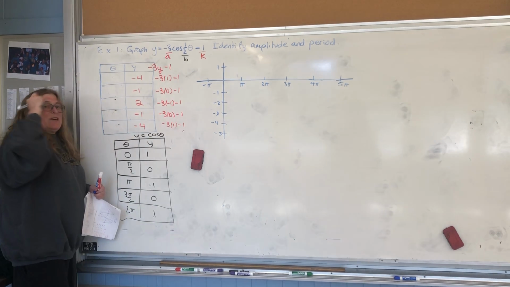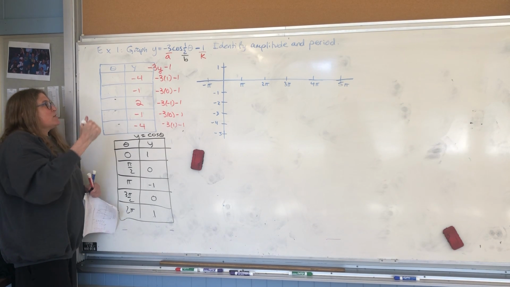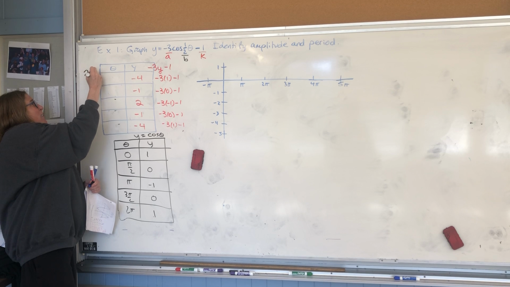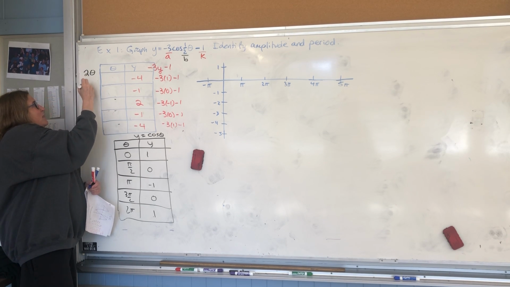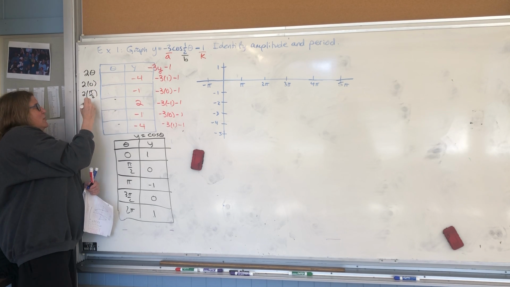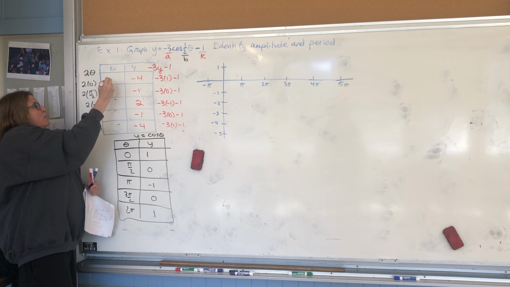For b, remember it's the reciprocal of b that we're going to multiply our parent thetas by. So that means we're going to take all the parent values and multiply them times 2. So that means 2 times 0, 2 times pi over 2, 2 times pi, 2 times 3 pi over 2, and 2 times 2 pi. So 2 times 0 is 0.